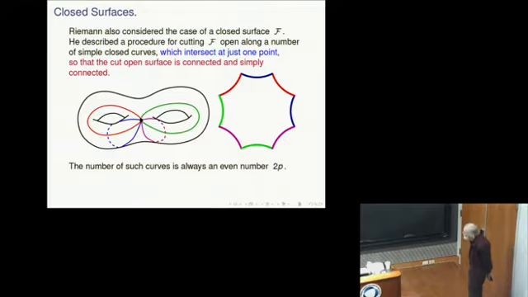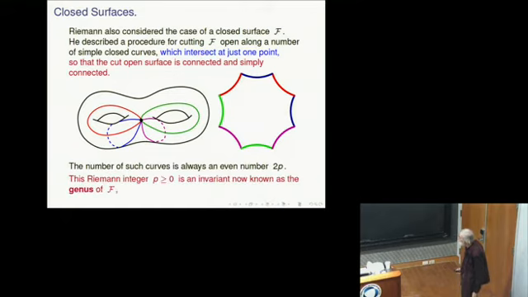And the number of such curves is always an even number, 2p. So in this case, p is 2 and there are 4 curves. So when we cut it open, there are 8 edges. But it always takes an even number of curves to cut a surface open this way. And this invariant p is a basic invariant described by Riemann, although he didn't name it. But it's what we now call the genus of the surface.